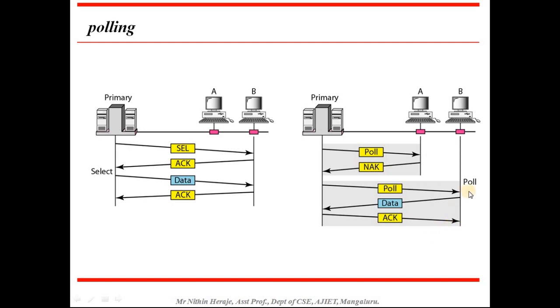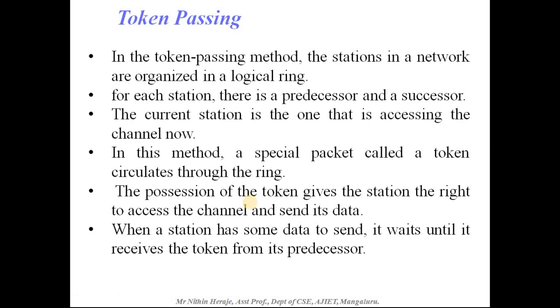After this, if there are any other stations, the primary station can again send the poll frame. If that station has data to send, it will send the data. If it does not have any data to send, then it will send a NAK back to the primary station. So this is how polling works. The last method under controlled access is token passing.